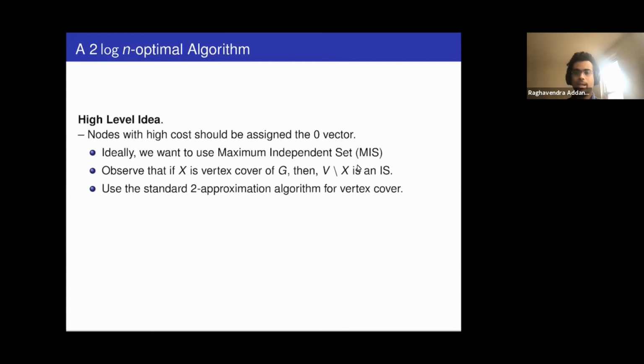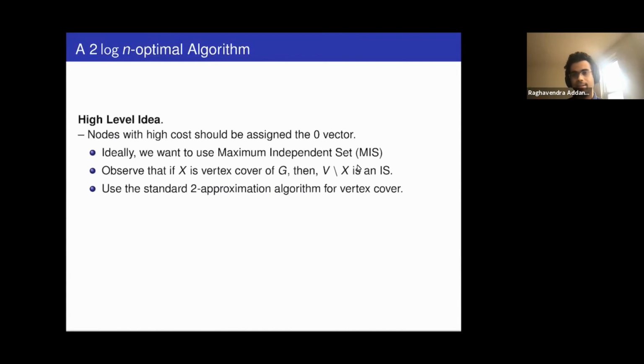Basically, nodes with high cost should be assigned the 0 vector. When you assign these vectors to these nodes, you want to assign nodes with high cost the 0 vectors, so that the total cost contribution of them in your optimal and in your algorithm is essentially 0. If you do not assign that, your approximation ratio would be arbitrarily bad.